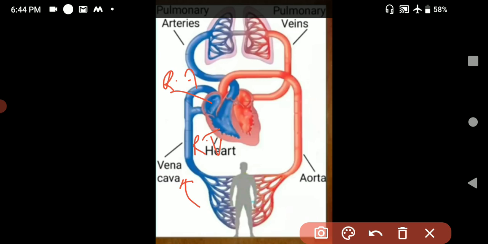Then, through the pulmonary veins, it enters the left atrium. Then it enters the left ventricle, and from the left ventricle, through the aorta, it goes to the different body parts where the oxygen is consumed and CO2 is released. This is called the circulation. The blood enters the heart two times, once as oxygenated blood and once as deoxygenated blood. So this system is called the double circulation system.